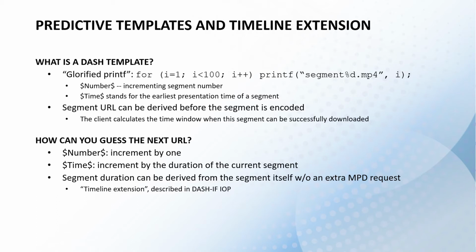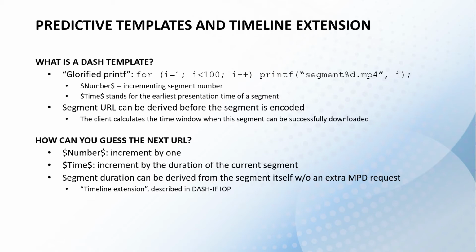We can use the DASH templates in a predictive way. So, what is a template? A template is just a glorified printf. You say that your segment URLs look like segment and then some number. And then you say, let's start with the number 1, let's end with the number 99, and just expand this one-liner to segment 1.mp4, segment 2.mp4, and all the way till segment 99.mp4.